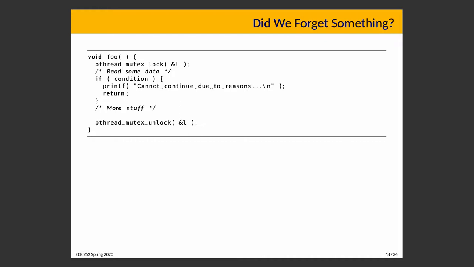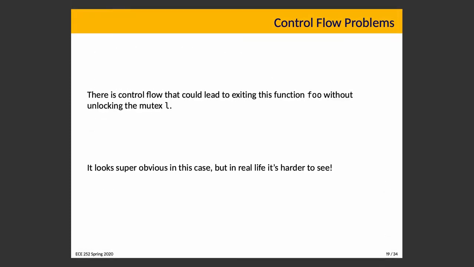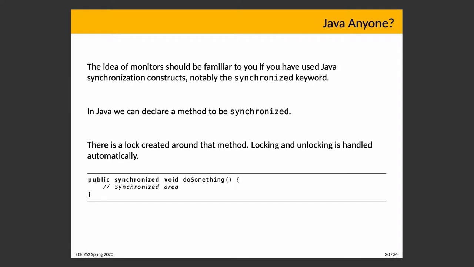So what's the goal with a monitor? It's not something that we can use a lot in C, but maybe you've written using another language. Maybe a language like Java. The idea of a monitor should be familiar to you if you've used a Java synchronization construct. In particular, Java uses the synchronized keyword. And in Java, you can declare a method to be synchronized by tagging it, where you put public static void, that kind of thing, public synchronized void.